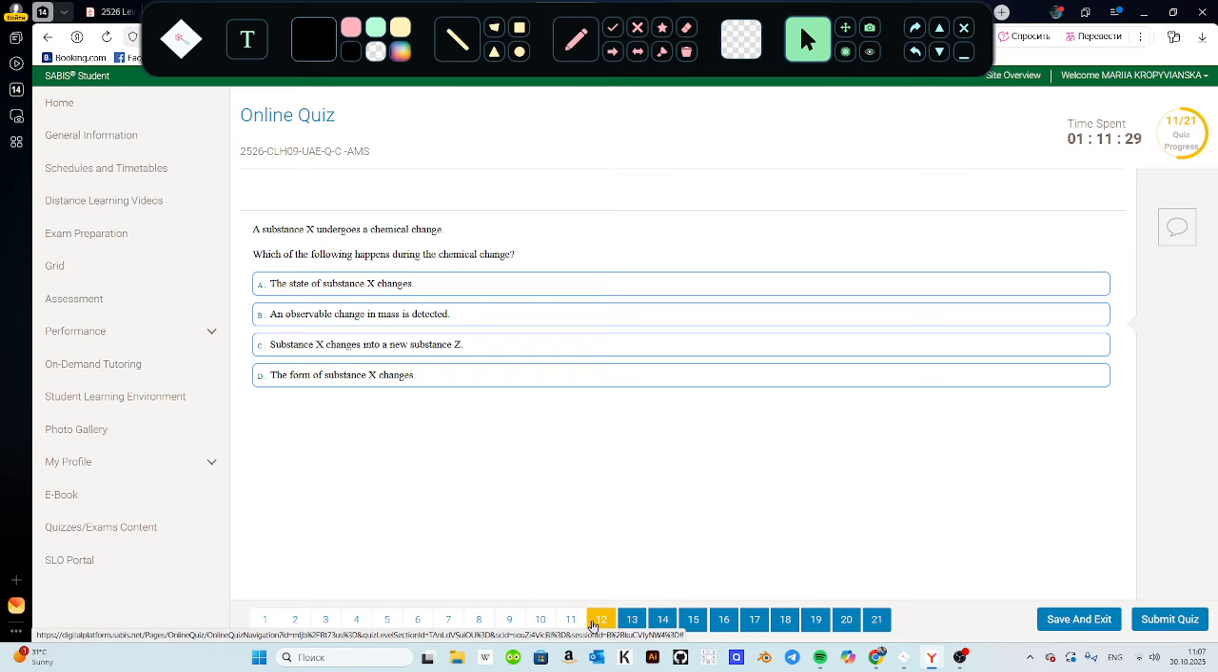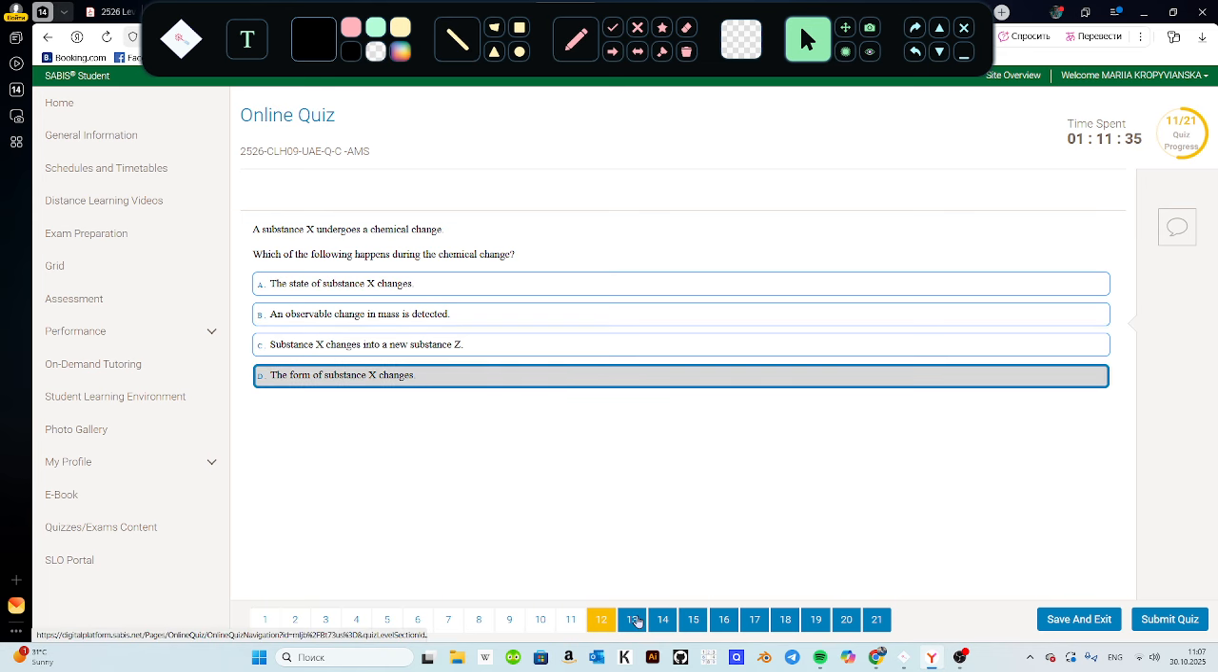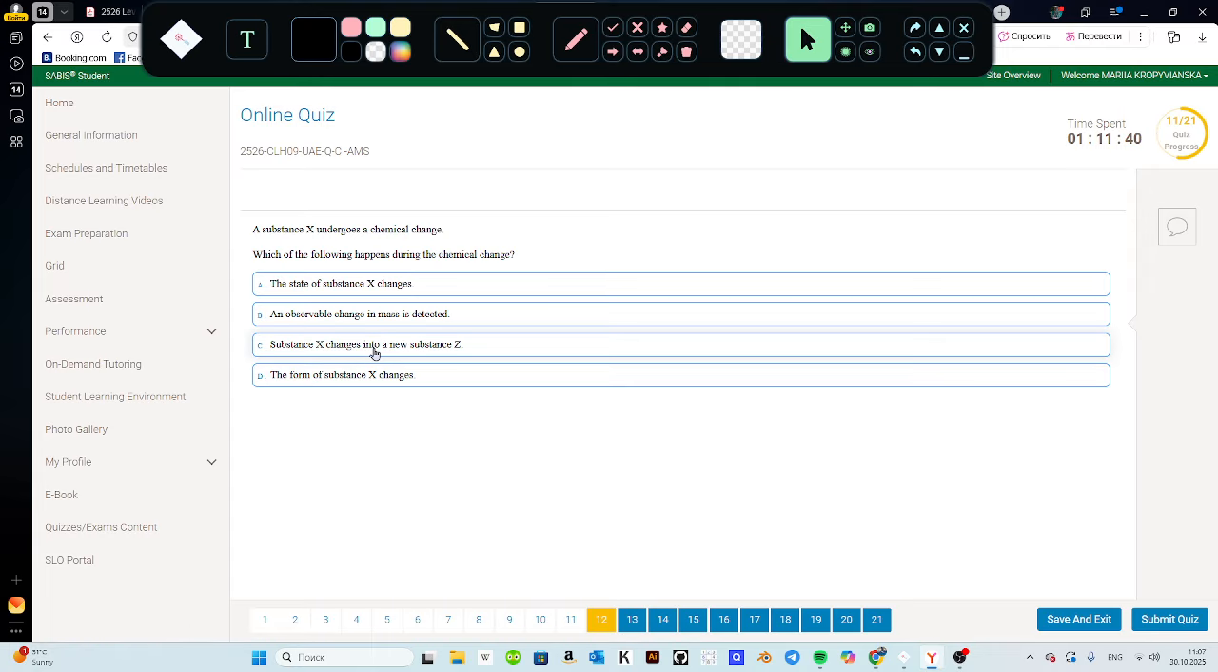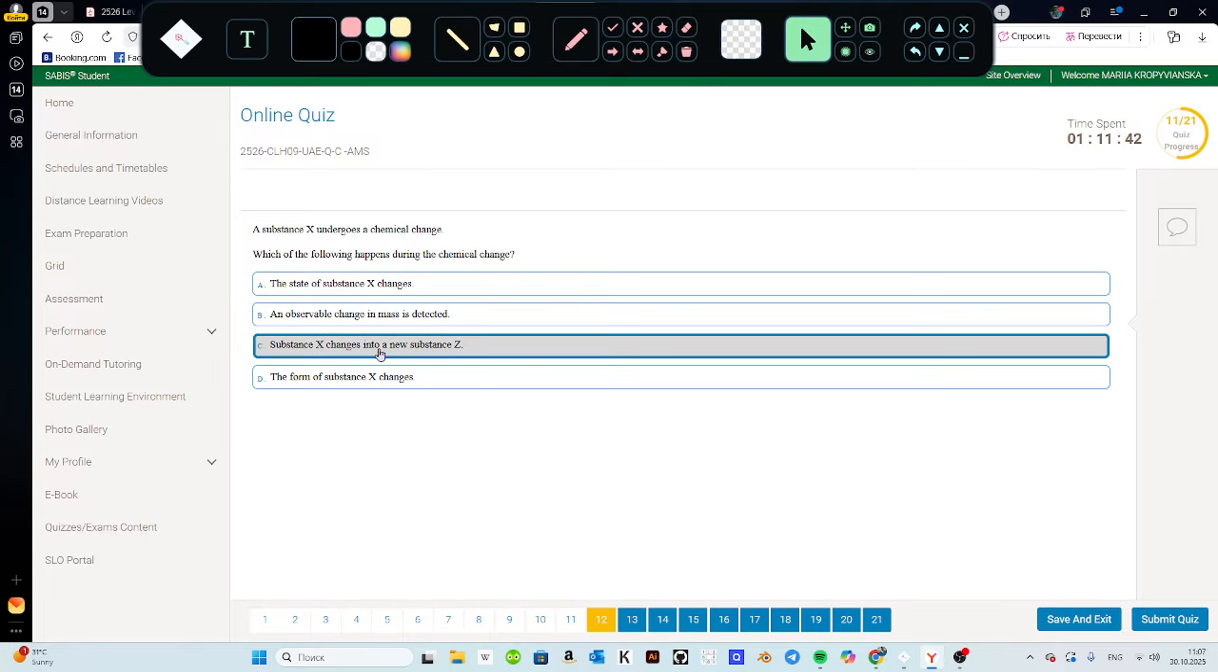Now, a substance X undergoes a chemical change. I've just spoken about it, that we're going to have a new substance. So a substance X changed into a new substance Z. So something new is produced in a chemical reaction.